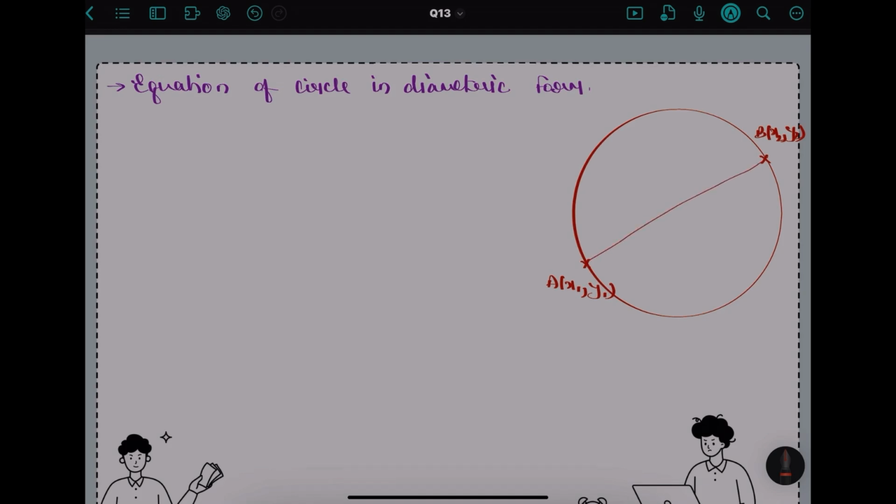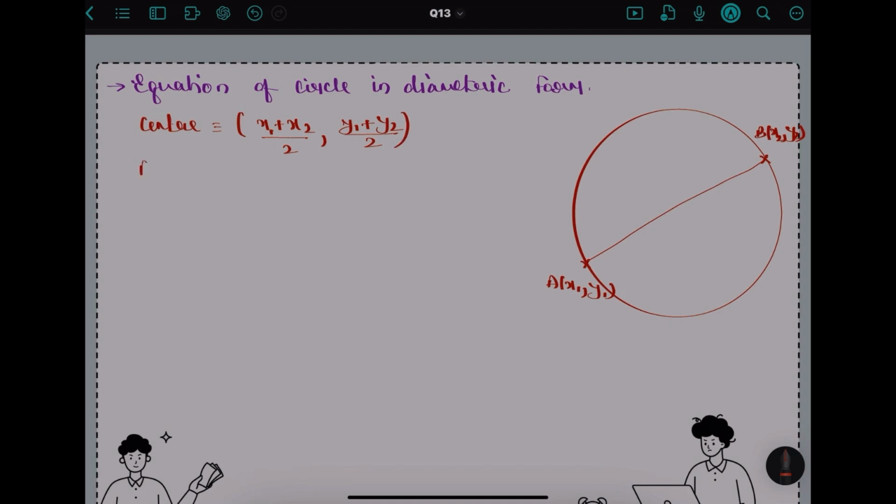You already know that to write down the equation of a circle we need the center, right? So how will we write the center? It is the midpoint of these 2 points, correct, because it is the diametrical end. So I can write (x1 plus x2) by 2 and then (y1 plus y2) by 2. This way you got the center of the circle.